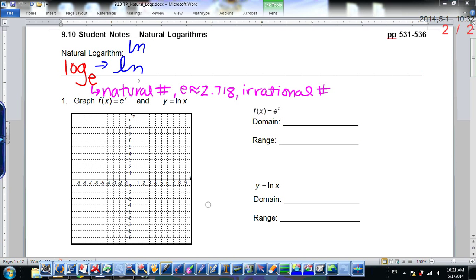But I'll try and do the loopy L. It just doesn't always happen. So this is how you would write it, but this is what it implies. It implies that it's log base E. And the way, again, that you say it is the natural log. Is that LN or LM? ln.